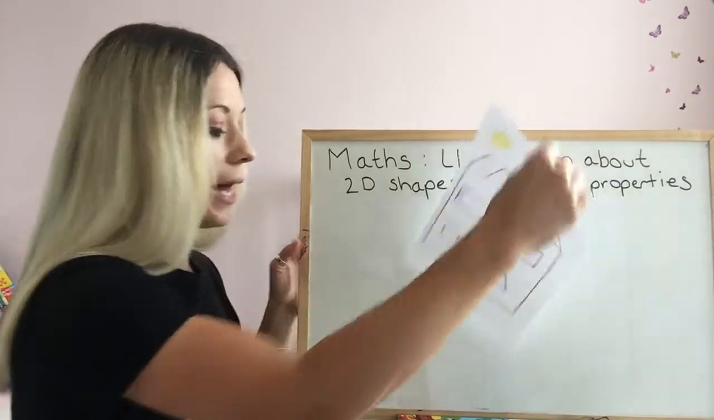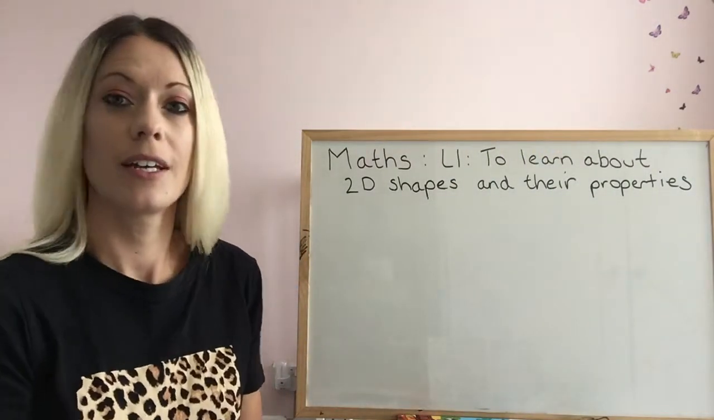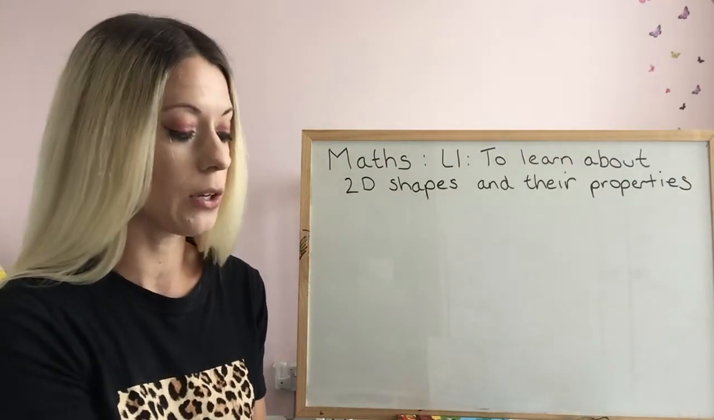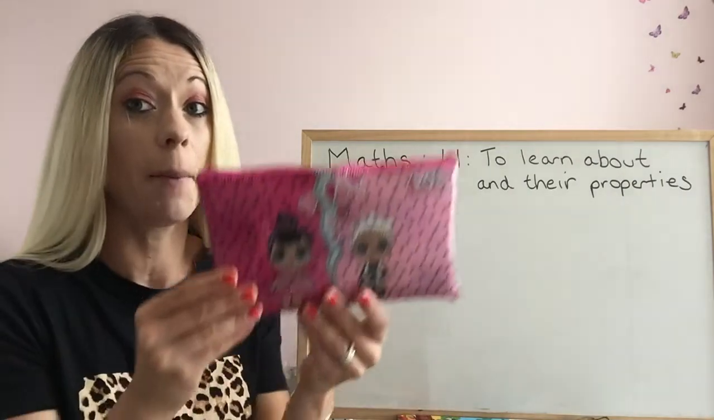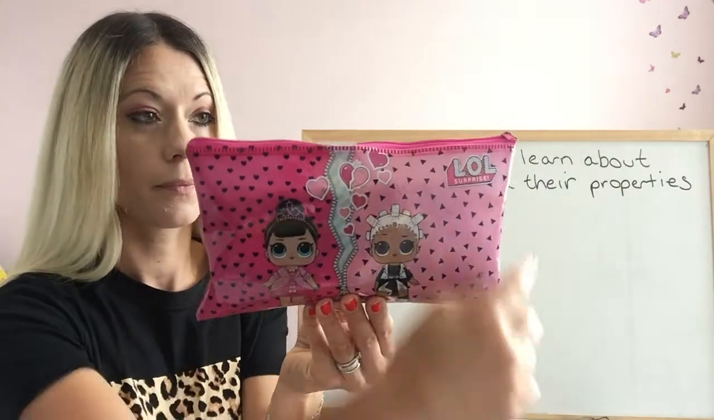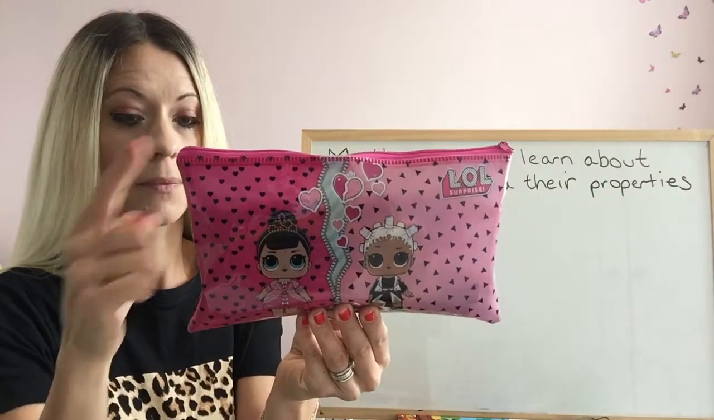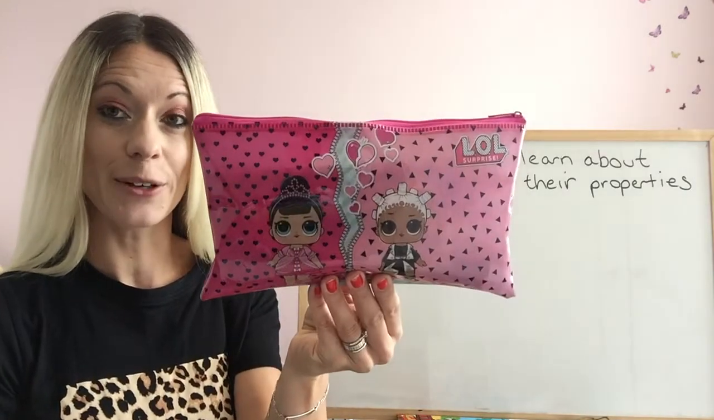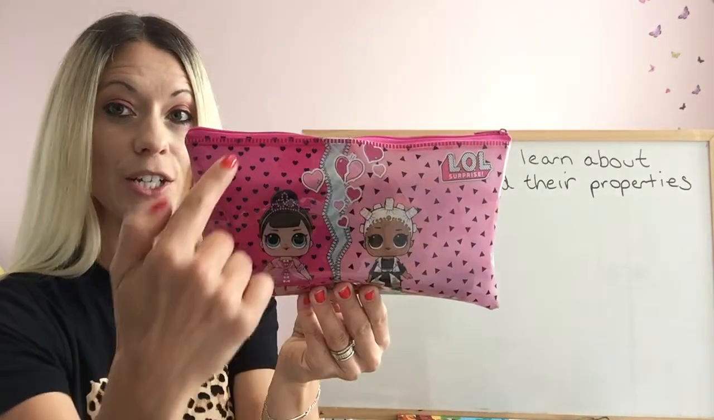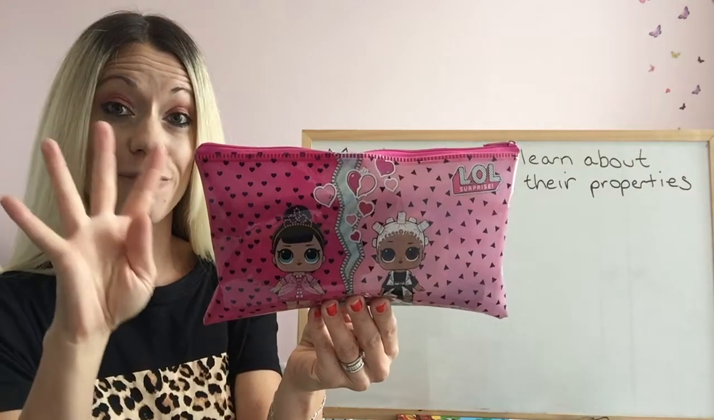Now we're going to look at shapes around the home and how we can look at different shapes. Now I've looked at my pencil case. Can you tell me what shape this is? Have a think. That's right, it's a rectangle. 2 short sides, 2 long and 4 vertices.